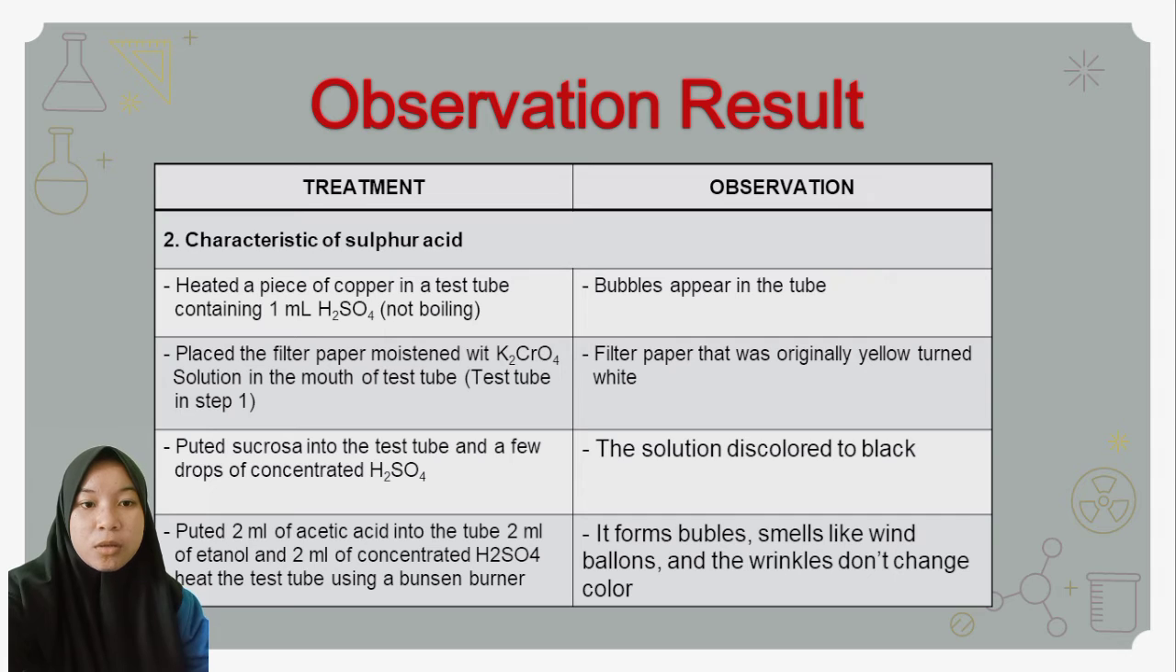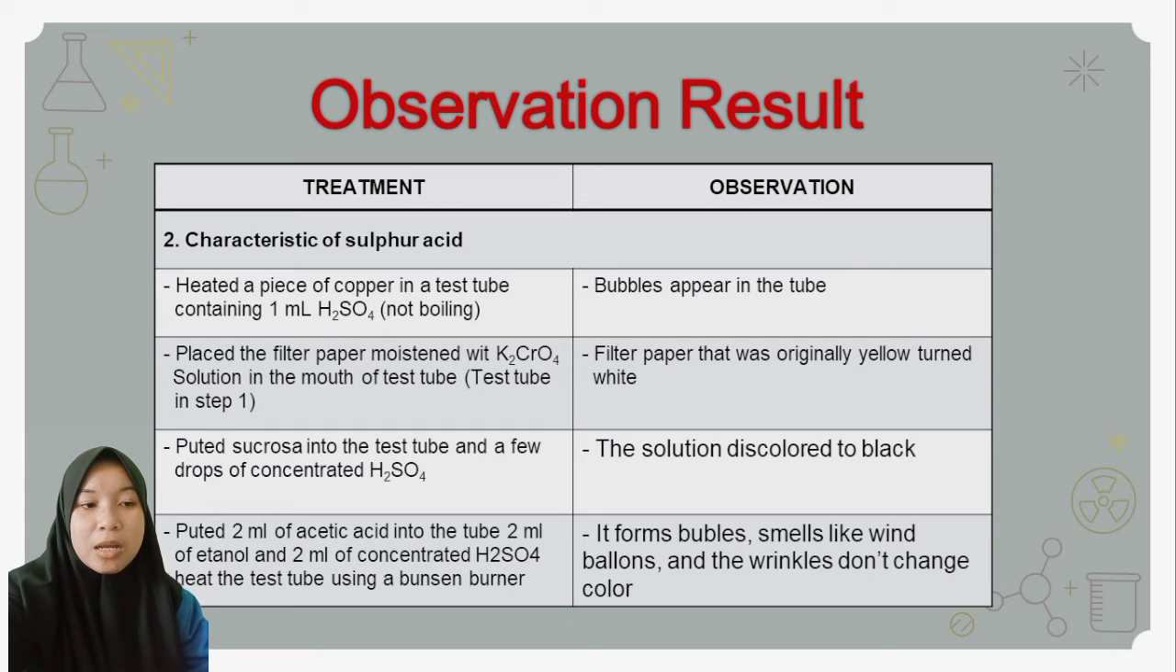And next, put sucrose in the test tube and add a few drops of concentrated sulfuric acid. Observation: the solution discolored to black. And then put 2 ml of acetic acid into the tube, 2 ml of ethanol, and 2 ml of concentrated sulfuric acid. Heat the test tube using a Bunsen burner.